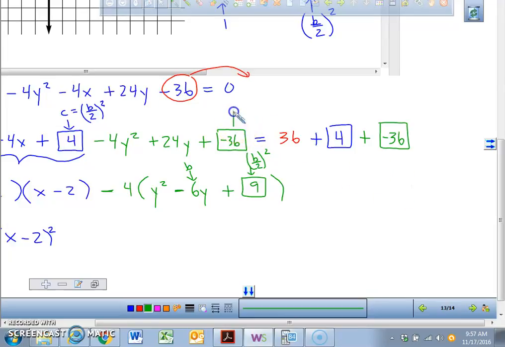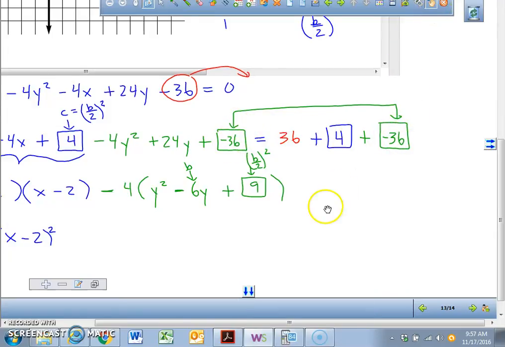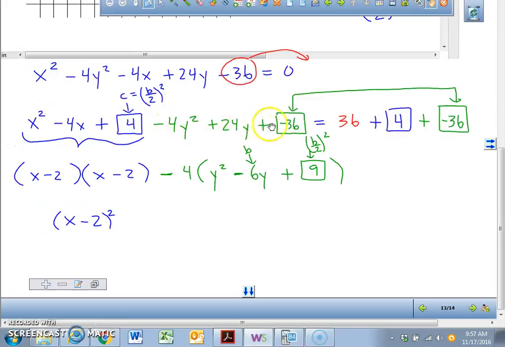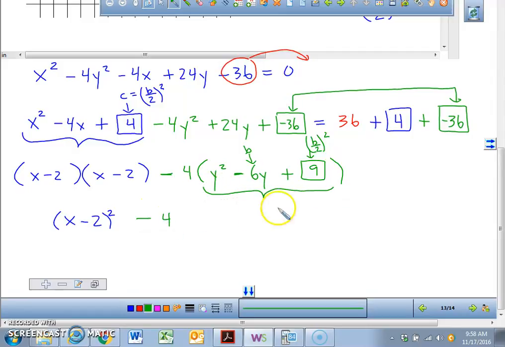Because basically, what did I end up doing to both sides to balance it out? I put a minus 36 and a minus 36. Which, yes, this right here, if you factor everything out, you take a negative 4 out of that, what is negative 36 divided by a negative 4? A positive 9. Now, the next thing we have to do is we need to factor this right here.